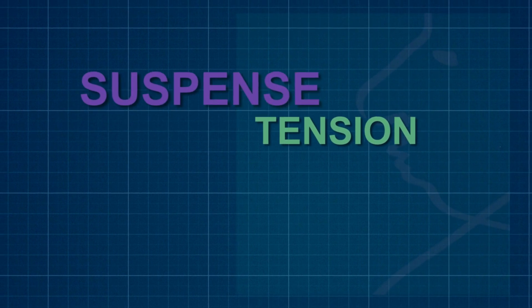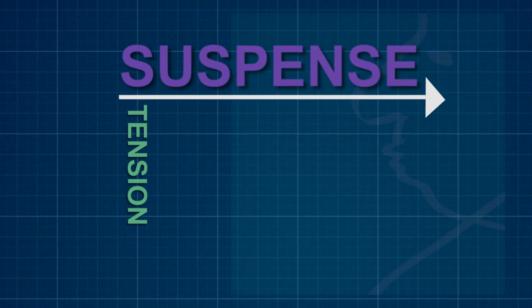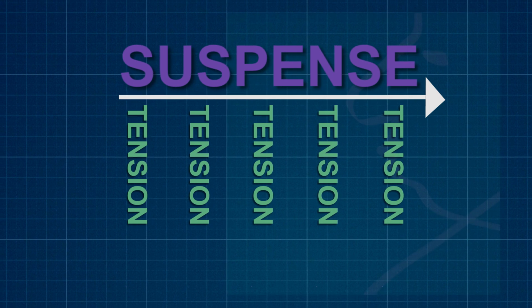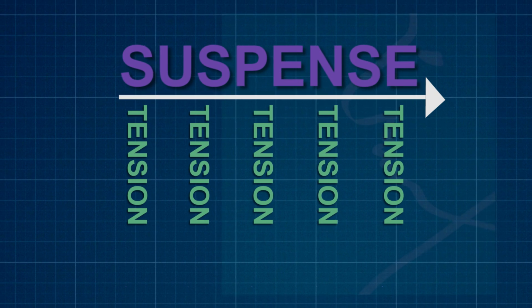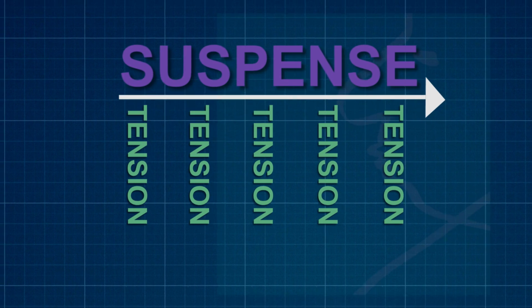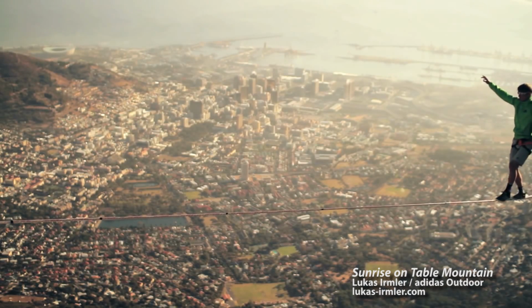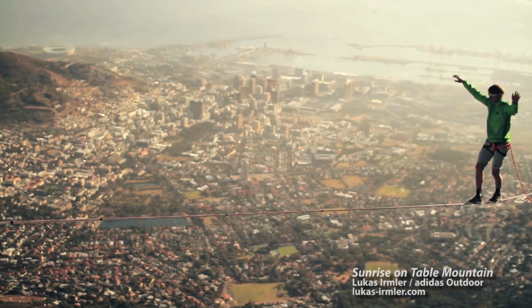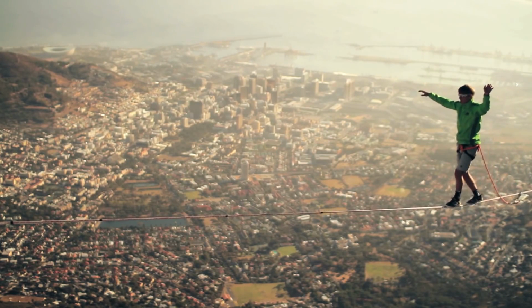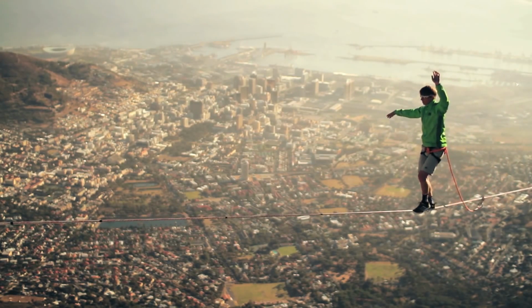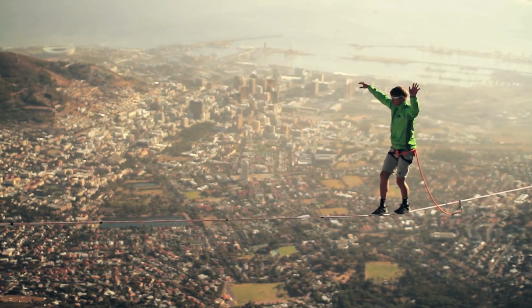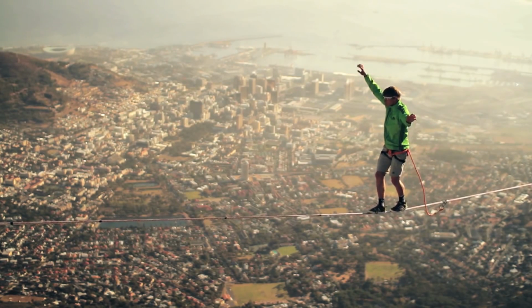Tension is different from suspense in that it's an immediate gripping feeling as you're watching a film. It's the series of details that add up to an overall impending event. In a way, tension is what keeps this man's feet planted firmly on the slack wire. Suspense is the impending chance that he might fall off.